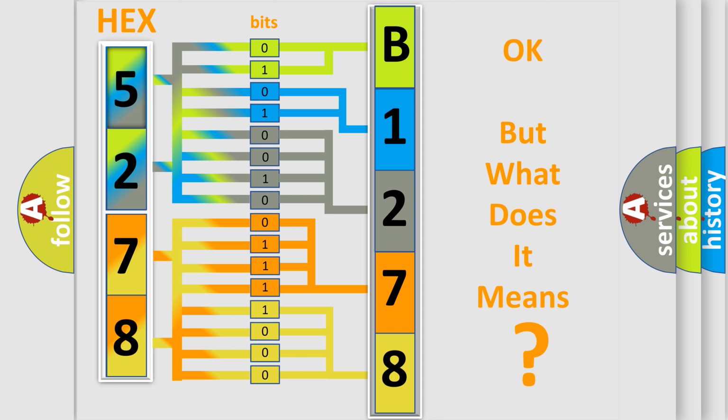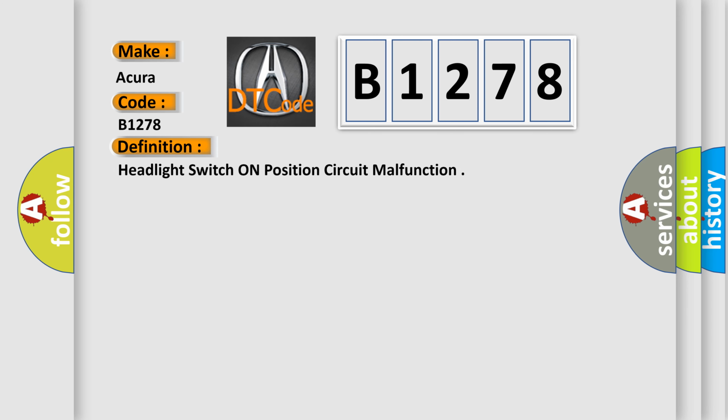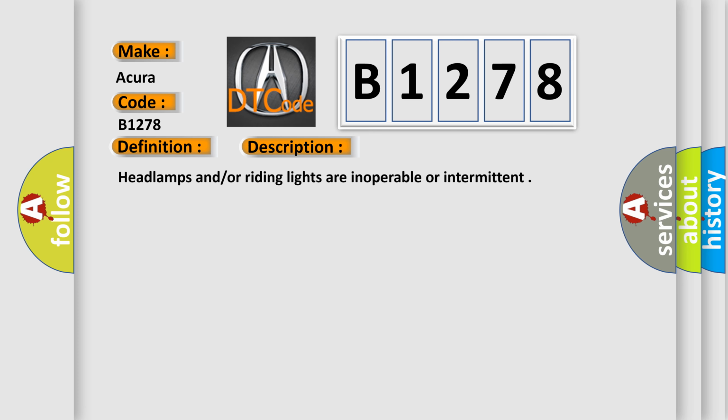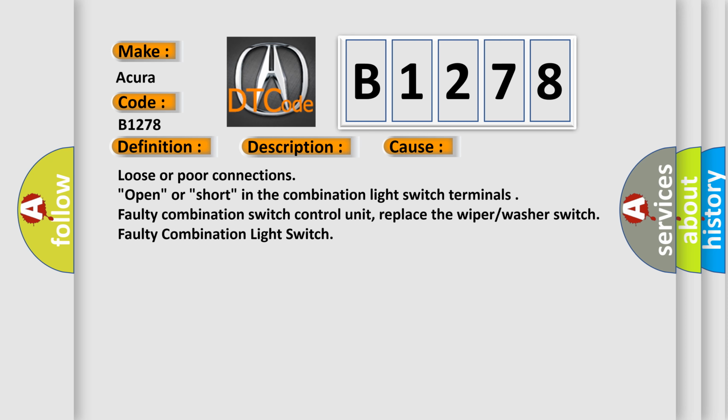The number itself does not make sense to us if we cannot assign information about it to what it actually expresses. So, what does the diagnostic trouble code B1278 interpret specifically for Acura car manufacturers? The basic definition is headlight switch on position circuit malfunction. And now this is a short description of this DTC code. Headlamps and/or riding lights are inoperable or intermittent.